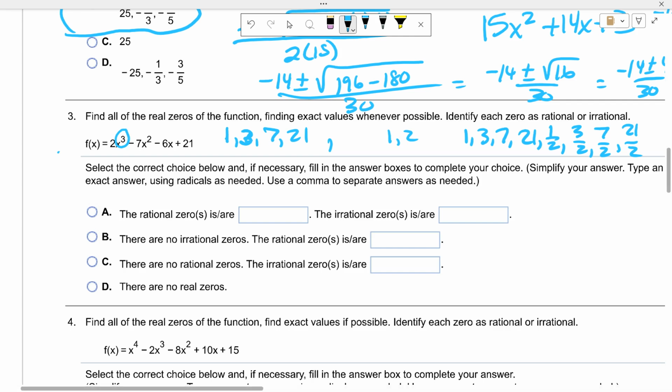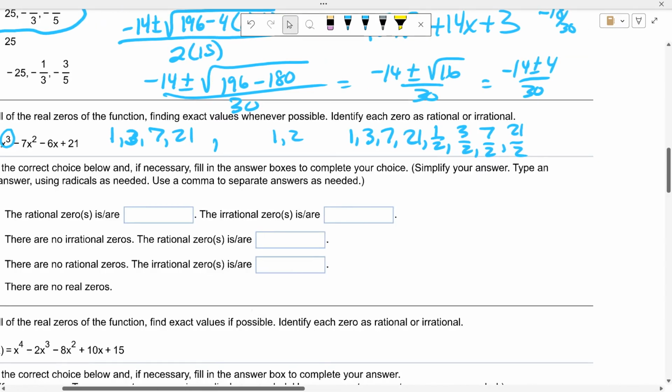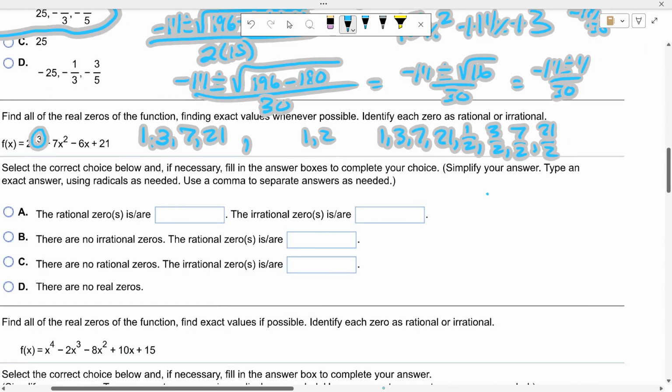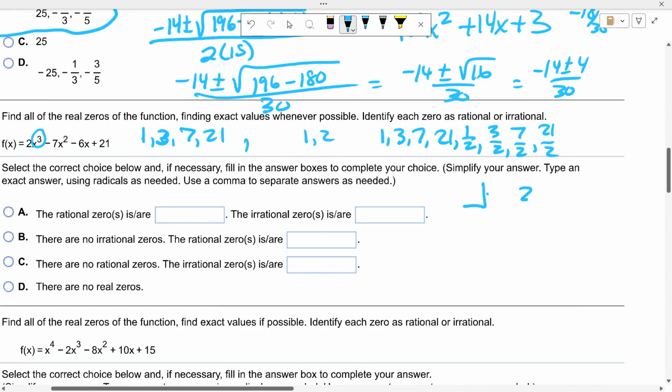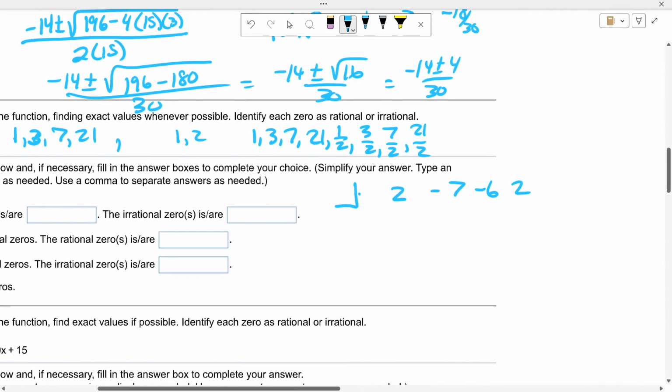Okay, so if we do this, 2, -7, -6, 21. The easiest one to start with generally is 1. 2 makes 2, makes -5, makes -5, makes -11. It doesn't work. Okay? So 1 doesn't work. Let's try 3.